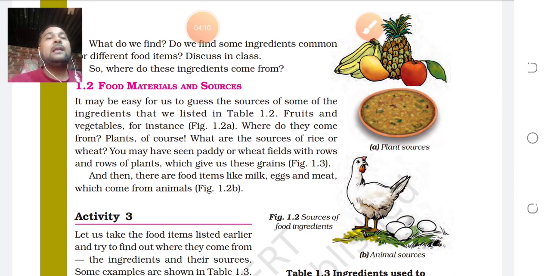Food, materials, and sources. Basically, whatever foods we are using, like wheat and rice. In this topic, wheat and rice are two things we eat. So where do they come from? They come from plants. And the second thing we also take is milk, eggs, meat. So where do they come from? Animals. So the main sources of food are, first of all, plants, second, animals, okay.